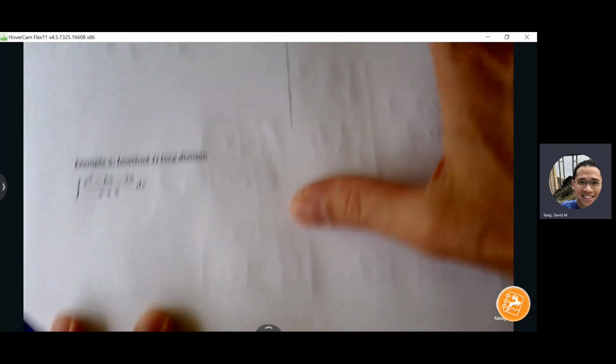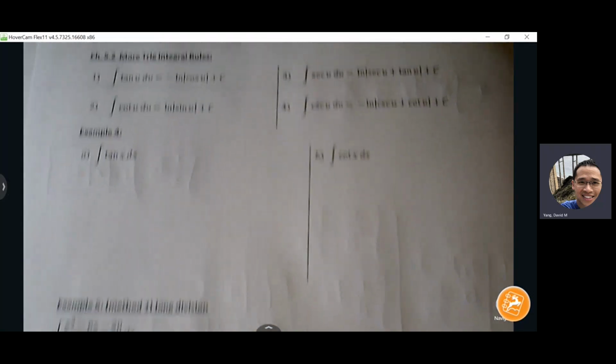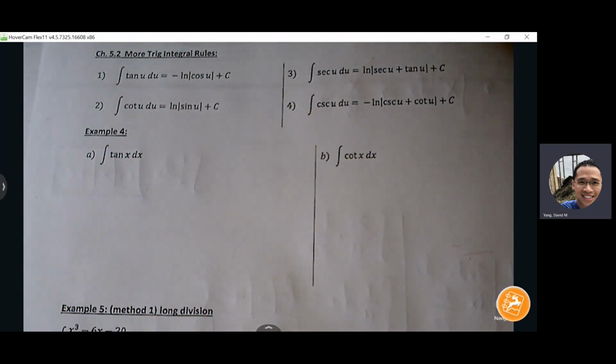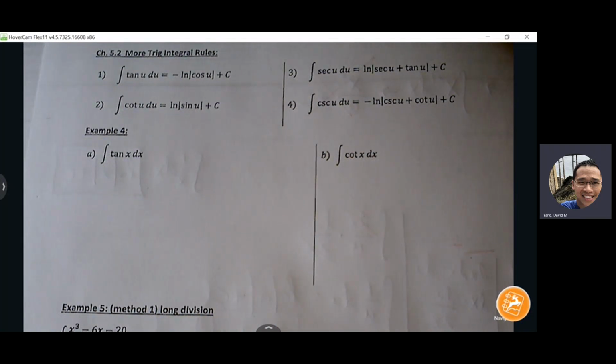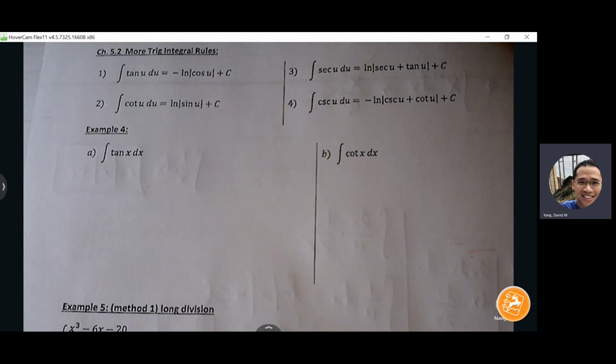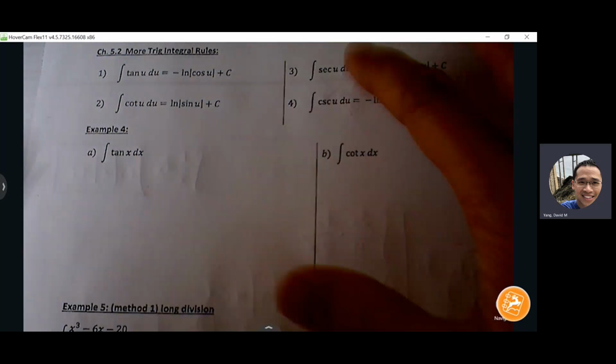We have 4 additional trig integrals now that we haven't seen before. Remember, we have 6 initial trig integrals that came from trig derivatives, but these are special ones that involve natural log. So that's why these 4 were saved until this unit. We have 4 of them: tangent, cotangent, secant, and cosecant. I'll go over memorization ways, but for now, we'll just follow the rules. The integral of tangent x dx matches nicely with the negative natural log, so I can just apply that.